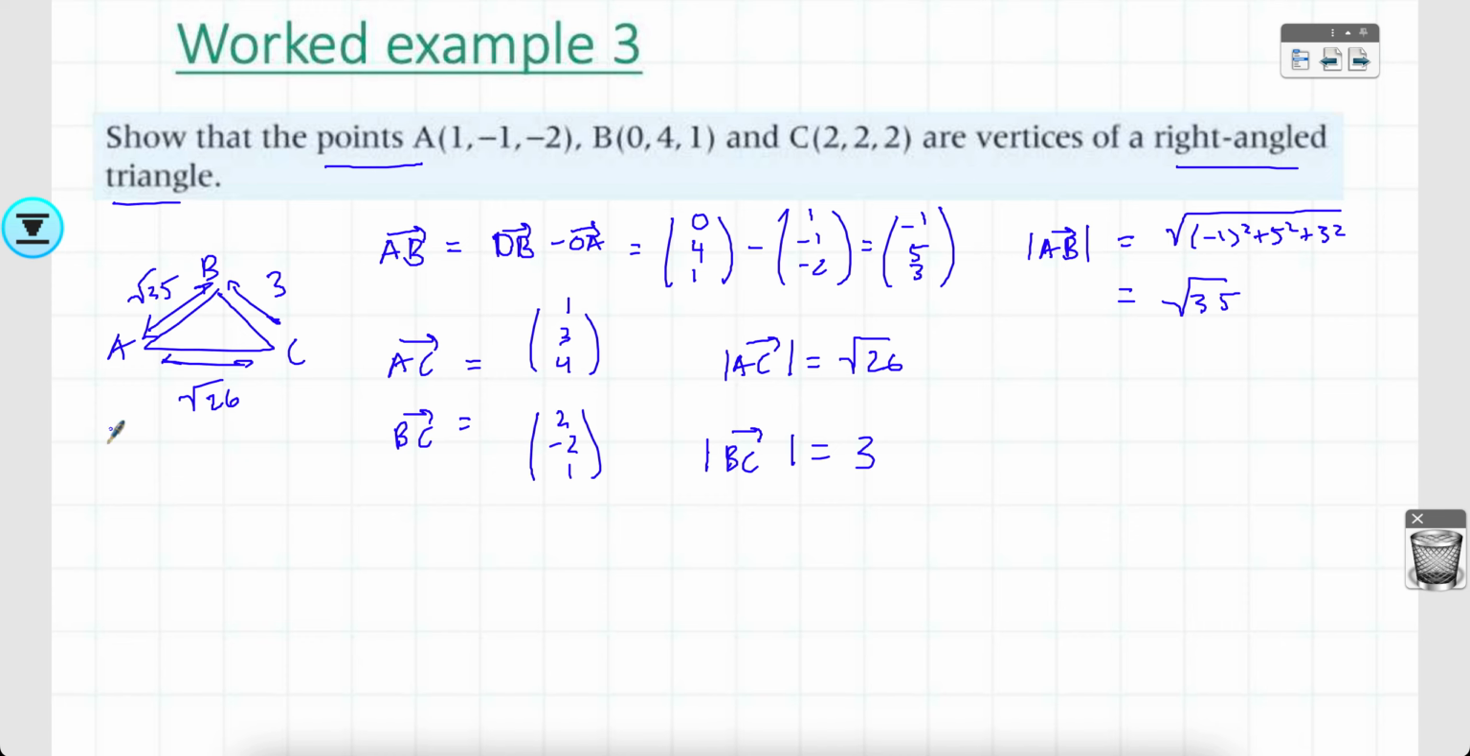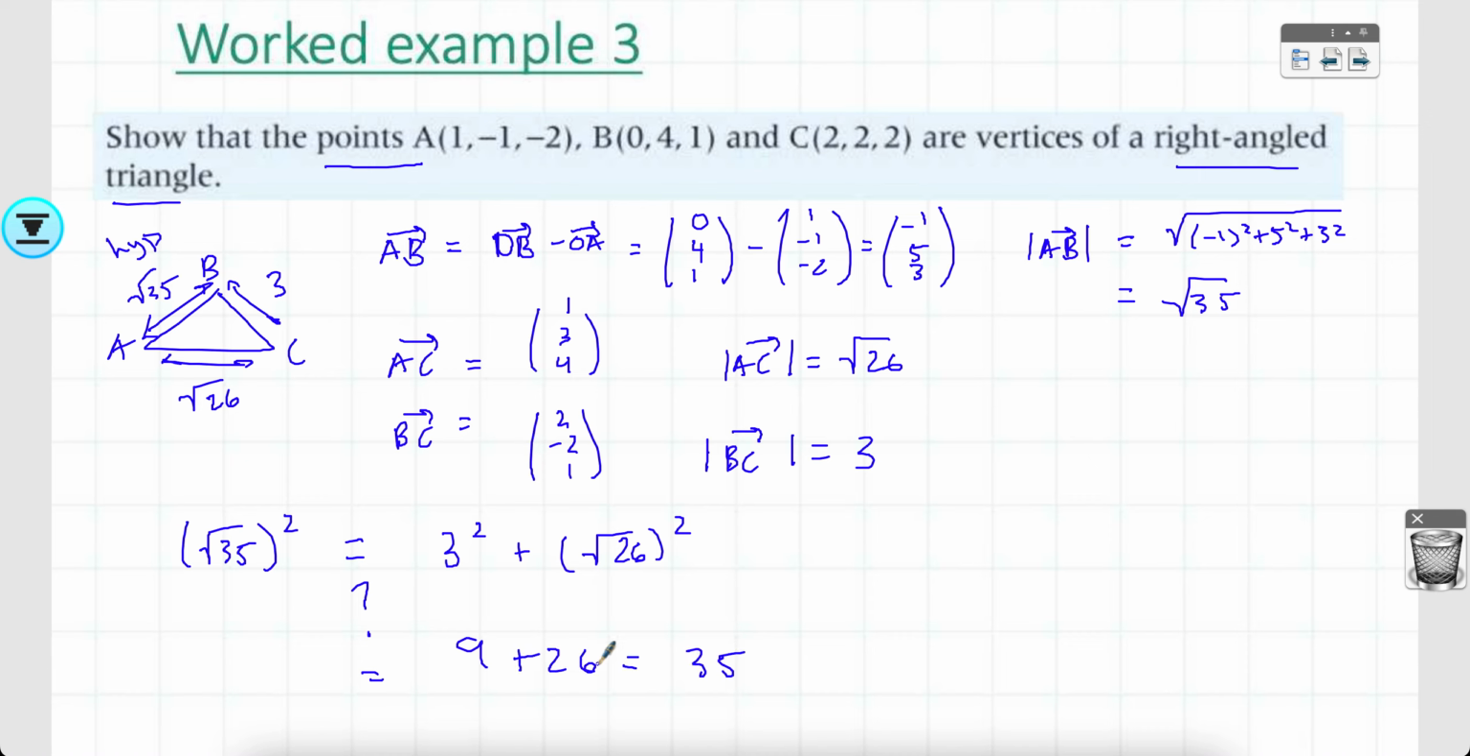Well, for Pythagoras, we need to check, the longest length will be the hypotenuse, so we'll assume this is the hypotenuse. If squaring the hypotenuse gives you the same result as taking the other two values squared, and it does, so you have 9 plus 26, which gives you 35, and this is 35. So you can write a tiny conclusion here. It fits Pythagoras' theorem, therefore it is a right angle triangle.